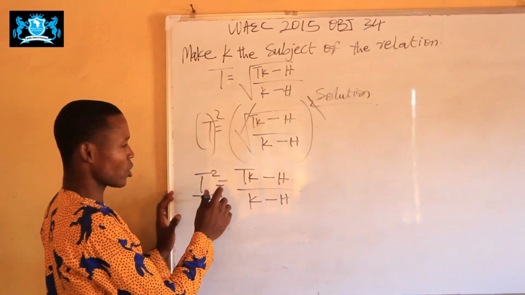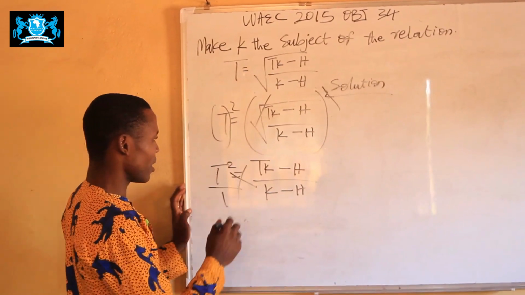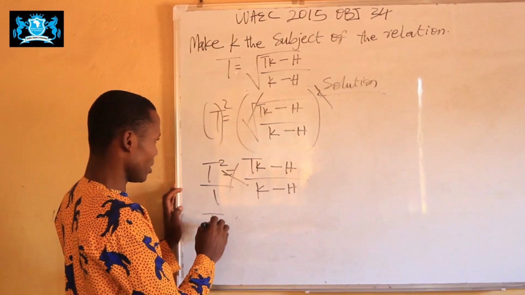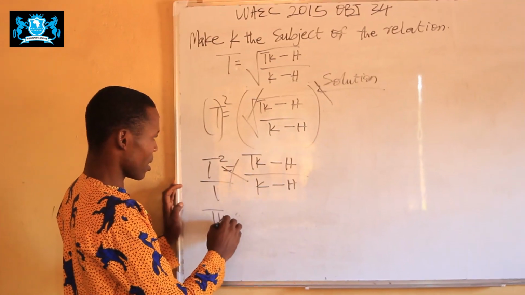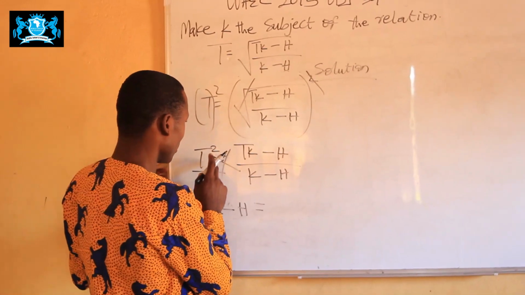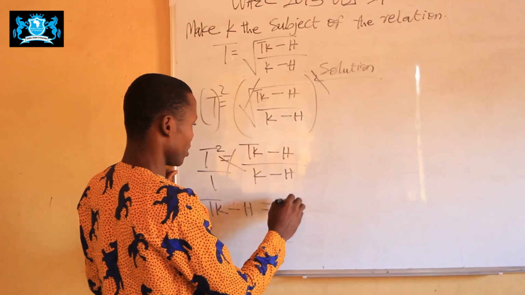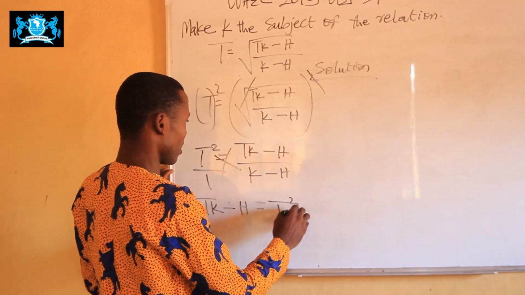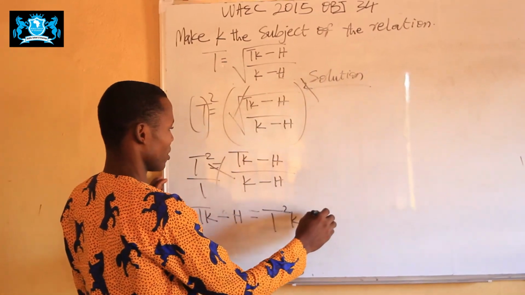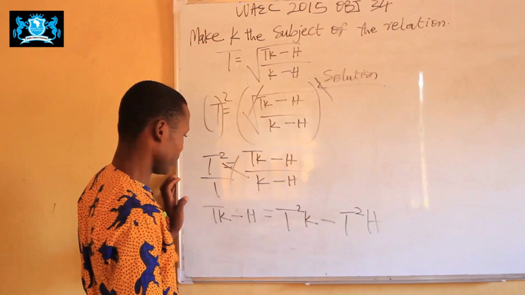Because of this equal to sign, we will cross multiply. Here we times here, we times here. We will now have 1 times everything here, which gives us T. K minus H will be equal to T times this, which will give us T squared K minus T squared H.